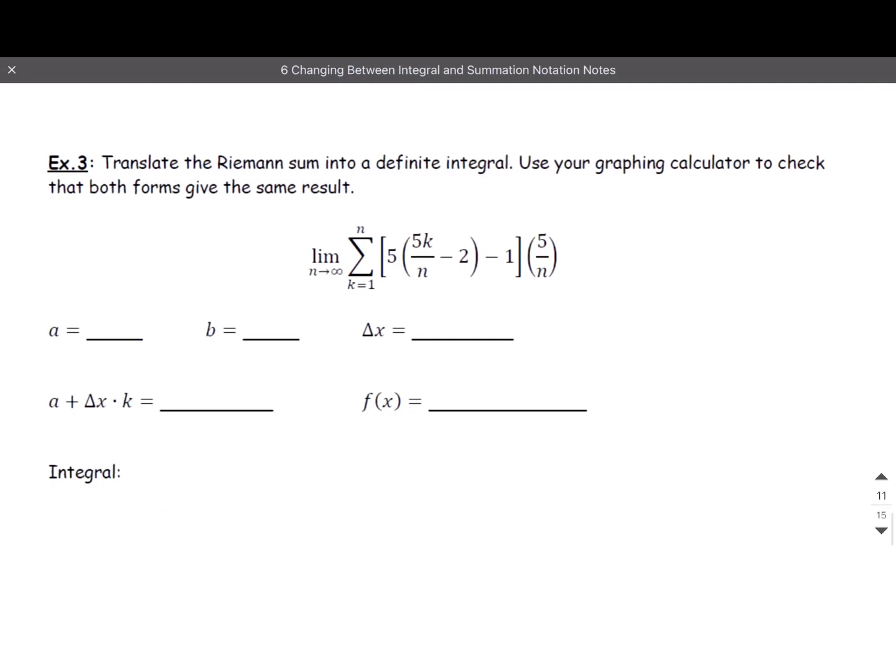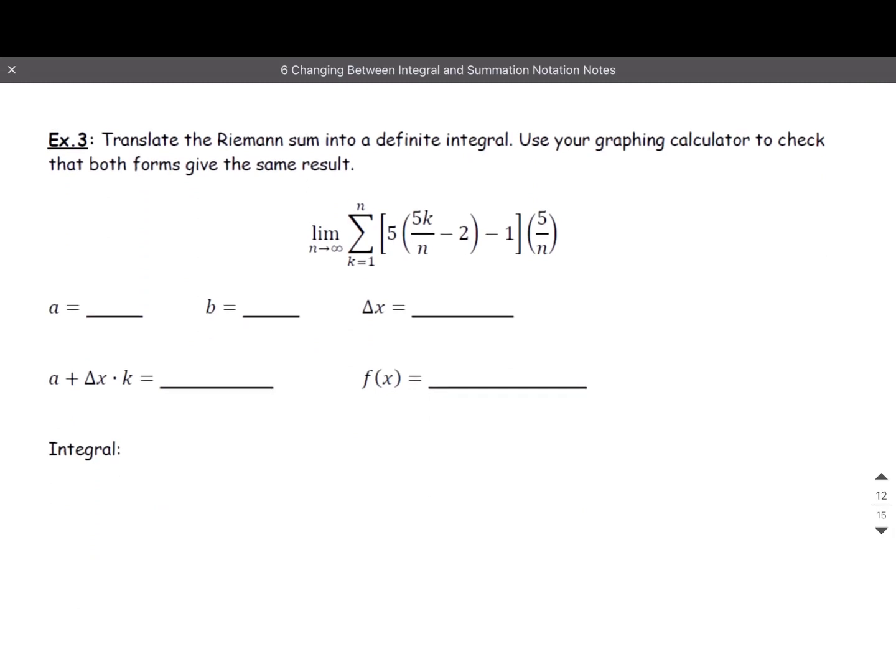Good. Now let's go the other way. Now I've given you the limit and I want you to write the integral for me. Then we'll use our graphing calculator to check that both forms give the same result. Okay, so let's take a look at what we have here.